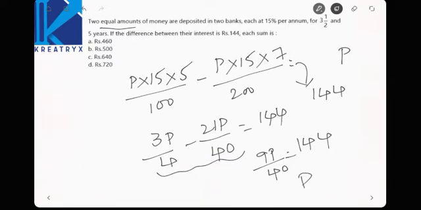Now what will be P? Upon simplification, P will be equal to 640. Simplifications are easy, you can do it. Right? Observe the technique, right?